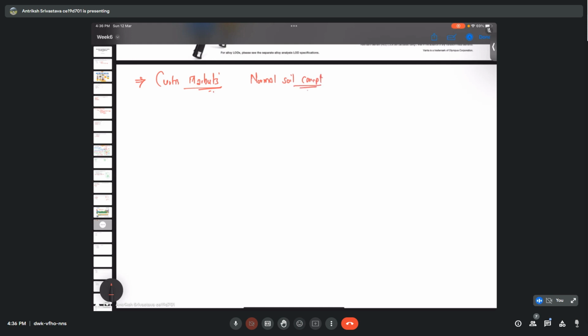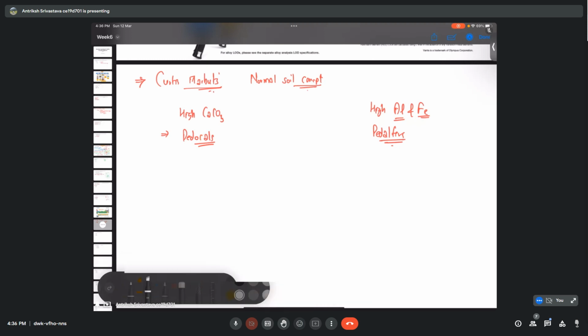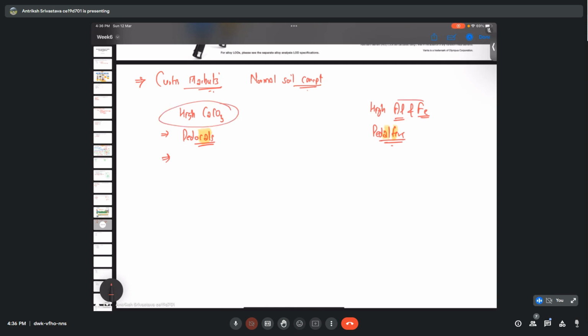He gave a normal soil concept, and in that he classified soils into two major types: one having high calcium carbonate (CaCO3), and the other having high aluminum and iron. He named them very cleverly: Pedocal and Pedalfer. If you have seen the presentation, you will realize that the Cal here is for calcium carbonate, and Al and Fe are for aluminium and iron. Maybe he didn't mean it that way, but this is one of the tricks you can use to remember. Pedocals are for high calcium carbonate, and pedalfers are for high aluminium and iron.